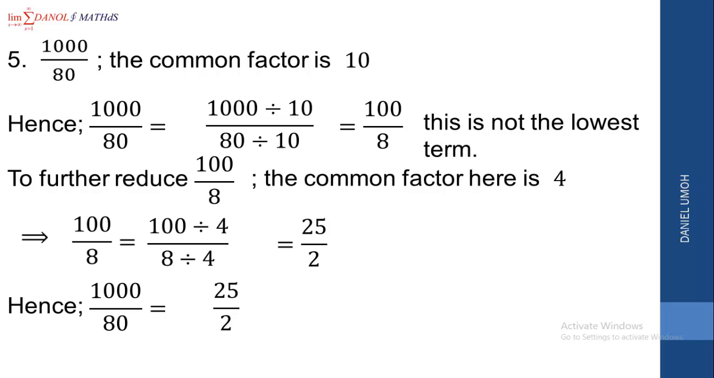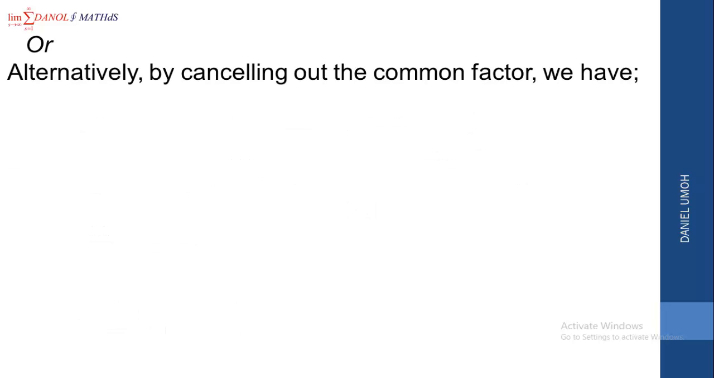Okay, let's show you the alternative way to solve this, using the other method, cancelling out the common factor. So we're going to have 1000 over 80. Of course, if we cancel out the zeros, we're going to be left with 100. And here we're going to be left with what? 8. Or simply, you can just use the common factor, which is 10, by saying 10 goes into 1000, that gives us 100. Then 10 goes into 80, that gives us what? 8.